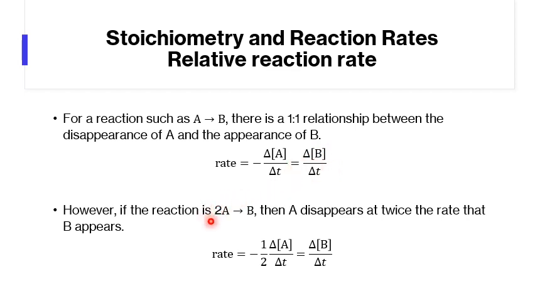But what if we have a different coefficient? Say, for example, 2A gives B. The 2A means A disappears at twice the rate that B appears. So how can we write that? We will put the coefficient in the denominator, and we will show negative to show that A is decreasing. The reactant concentration decreases. So negative 1 over 2 change in concentration of A divided by change in time equals change in concentration of product B divided by change in time. This is the point we have to remember: the coefficient will go in the denominator.